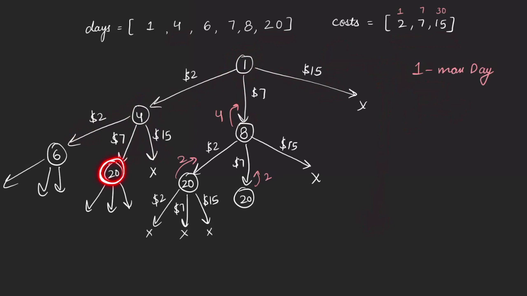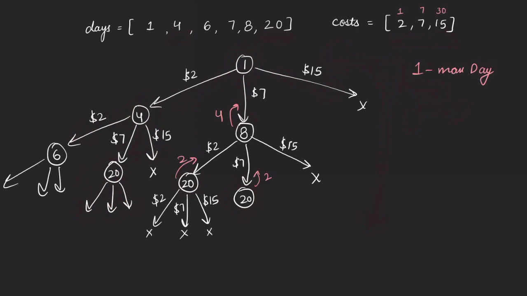So see, here also, I was at day 20 and I wanted to identify what is the minimum cost required for me to travel for this 20 day and the coming days, right? Here also I needed to identify the same thing. Here also I wanted to identify the same thing, right? So again, here we can apply memoization and cache our results so that we can improve our time complexity, right?